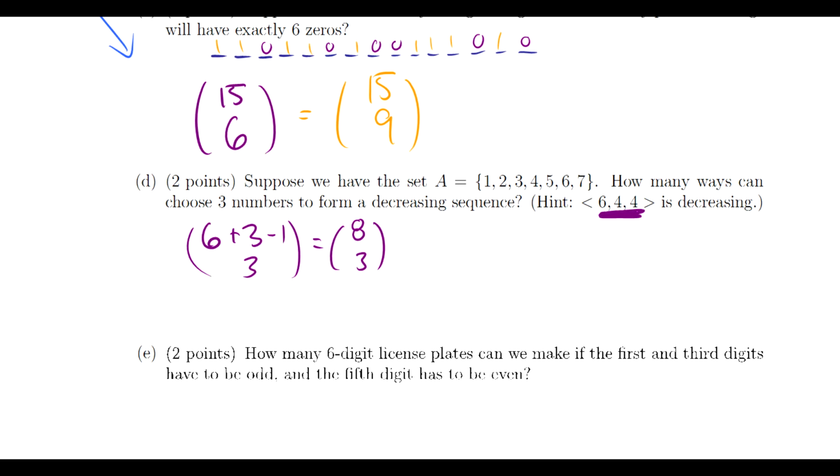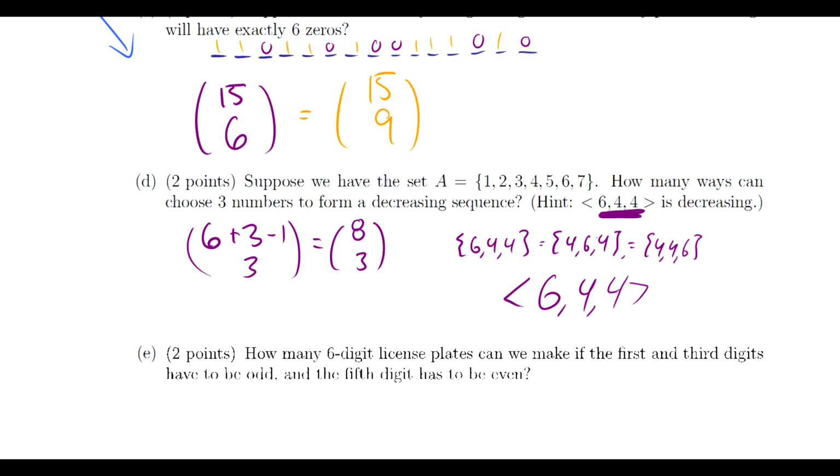So, why is this? Well, let's take a look here. Let's say we want 6, 4, 4. Well, this is going to be the same thing as choosing 4, 6, 4. Okay. And this is the same thing as choosing 4, 4, 6. So when we pick our 3 numbers, we just order them so that they are decreasing. So that's just the combinations with repetition.